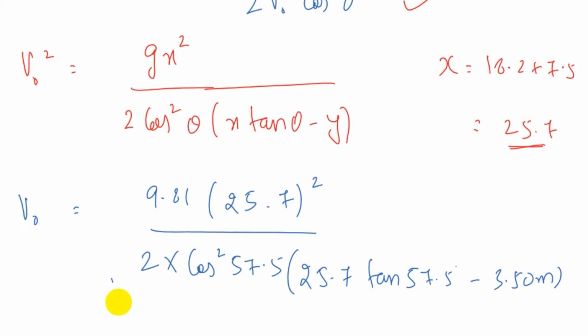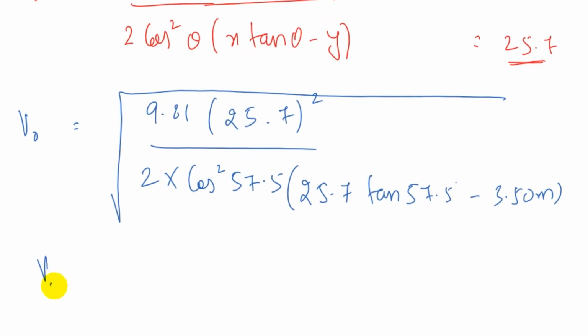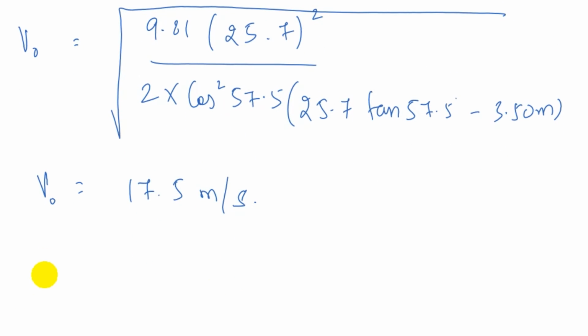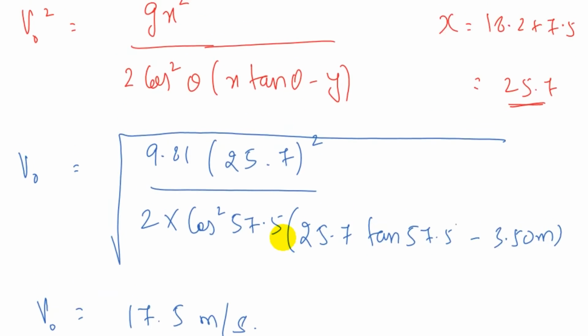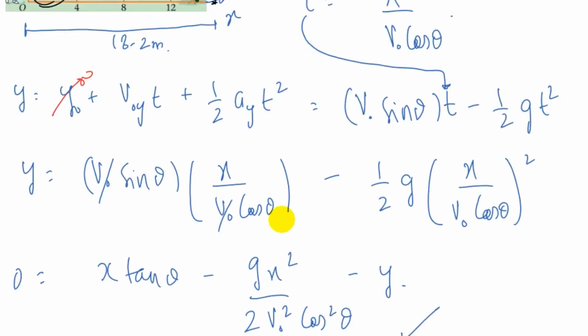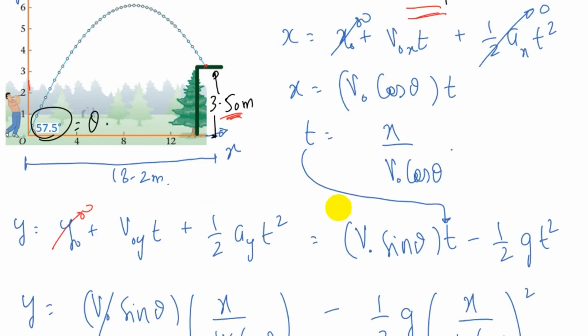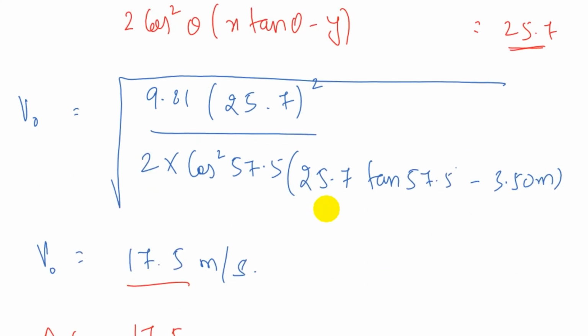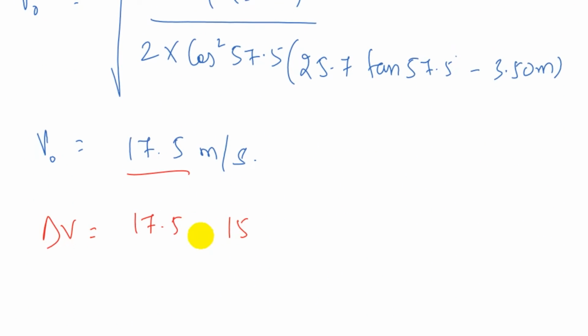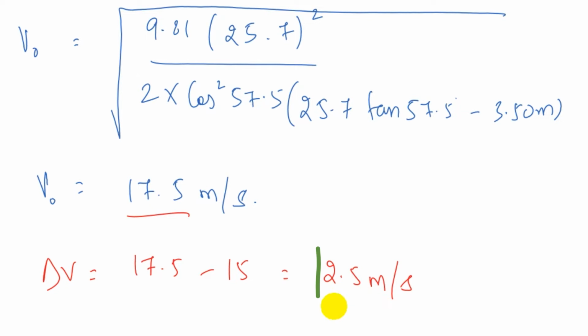Now remove this square and put it under root here, right? Now from here this v0 comes out to be 17.5 meter per second. So if you see the increase in speed, that is delta v, here this is 17.5 and earlier it was 15. You can see it here, this was 15. So 17.5 minus 15 is equal to 2.5 meter per second. So increase in speed should be 2.5 meter per second.